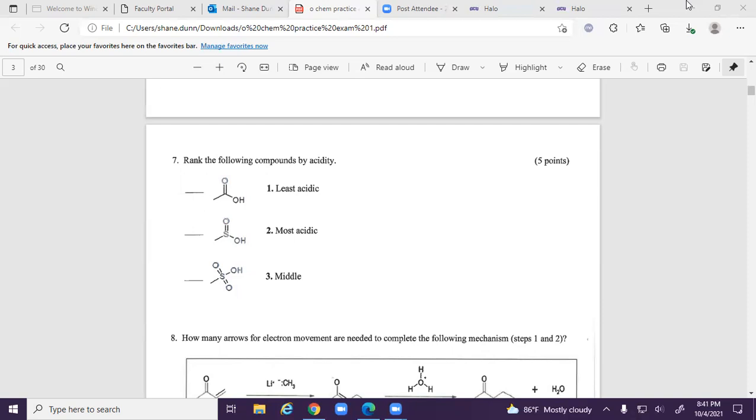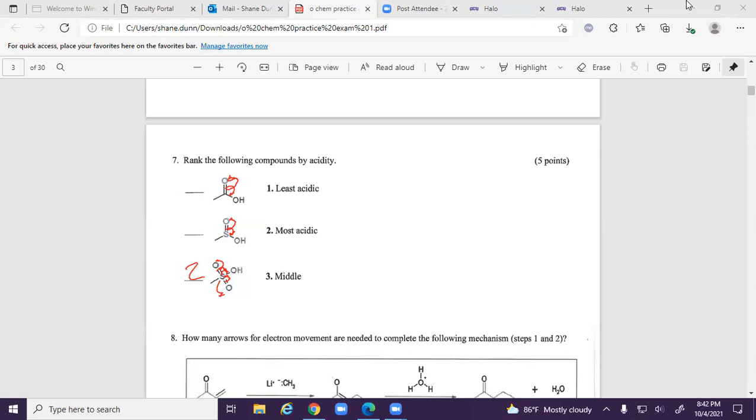So which one has a resonance structure? One, two, or three? All of them. Trick question. They all have resonance structures, right? That can go up here. That could go here. That could go up here. That could go down there. That could go up here. That could go down here, which can go down here, right? So which one has the most resonance structures? The last one. Thus, it is the most acidic. More resonance structures, more acidic.